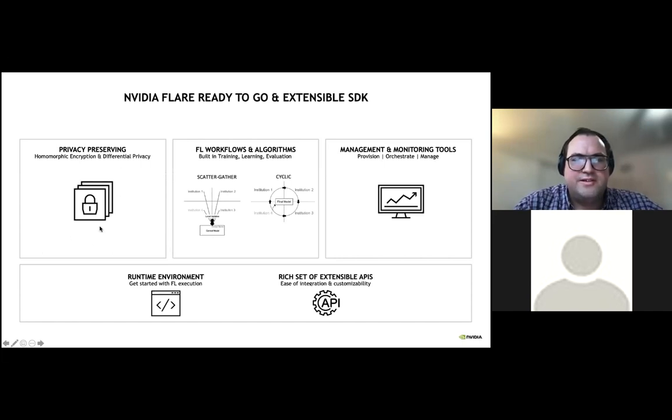So as I said, privacy preservation is a focus of the framework, but also the extensibility for developing new kinds of federated learning algorithms or schemas. So for example, we have very extensible workflows that you can build on top of, or you can bring your own workflows, like scatter gather, which is used for the federated averaging algorithm. So sending the current global model to each participating site, receiving results back and updating the global model. Or you could equally do a cyclic training approach where you move models from one institute to the other to do a continuous fine tuning of the model.